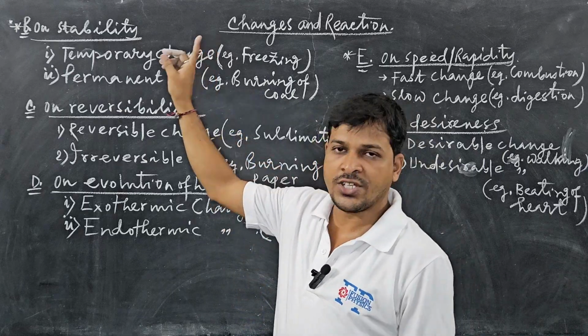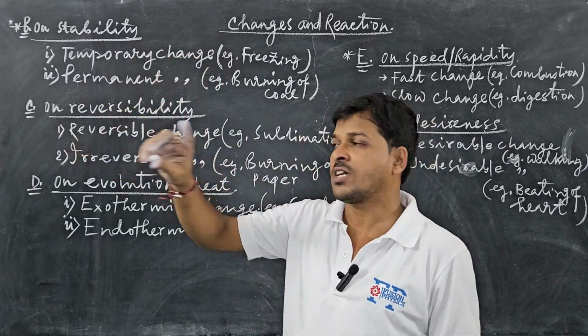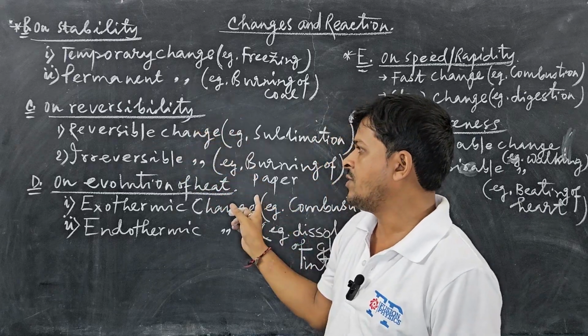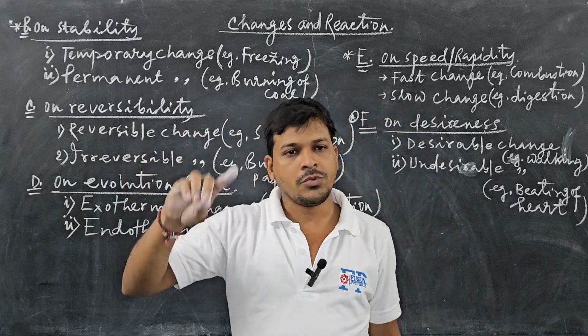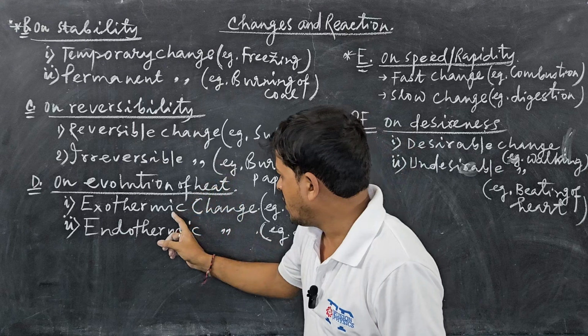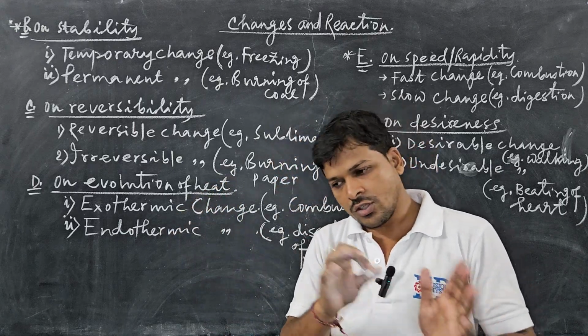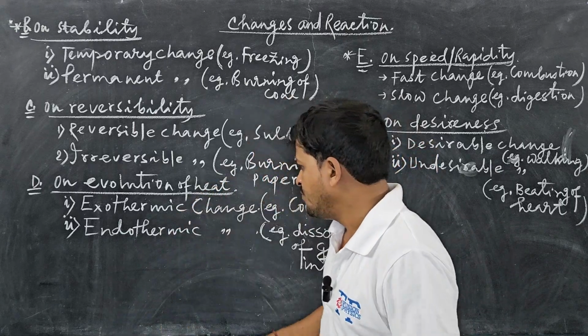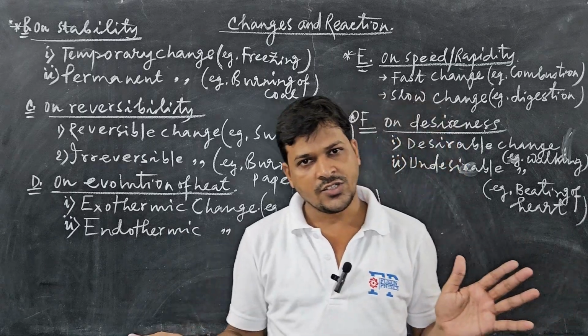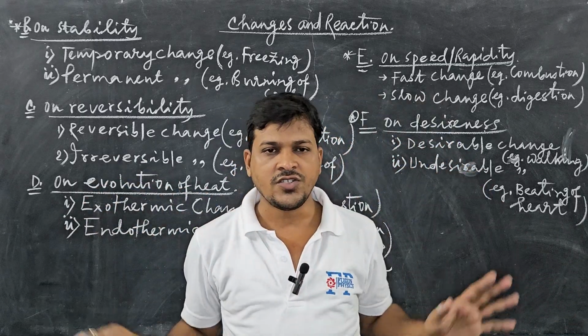Also, in all kinds of changes there are two options again. Temporary change may be physical or chemical. Permanent change may be physical or chemical. Reversible may be physical or chemical. Irreversible change may also be physical or chemical. For exothermic change there are two options: exothermic physical change and exothermic chemical change. Likewise endothermic physical change and endothermic chemical change. All these are here.